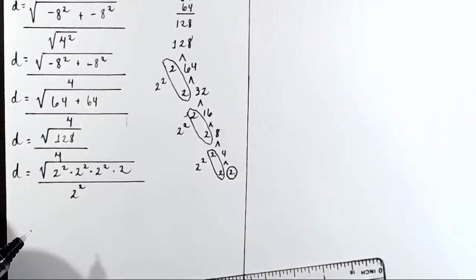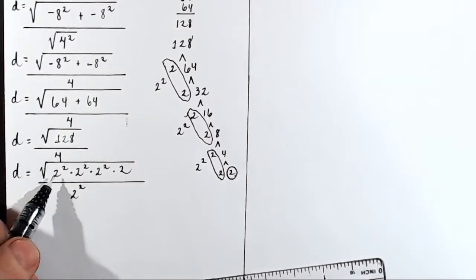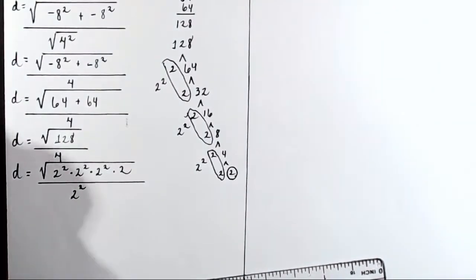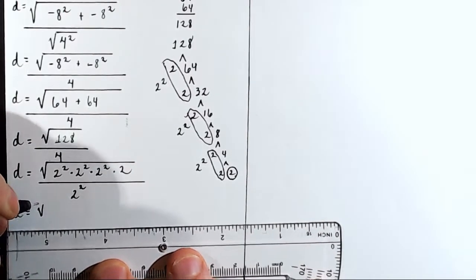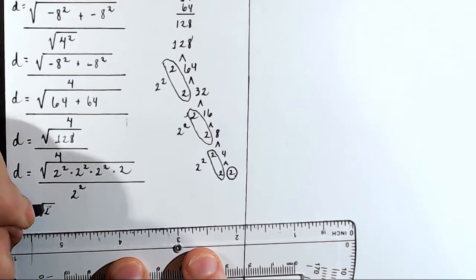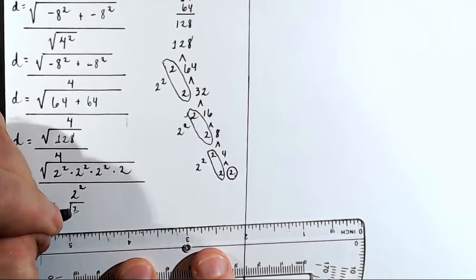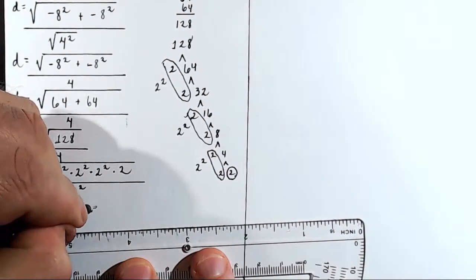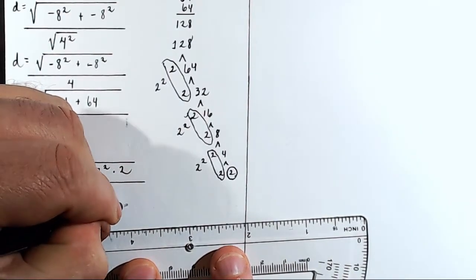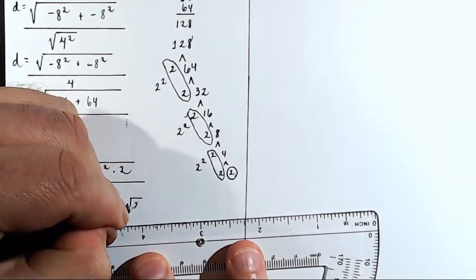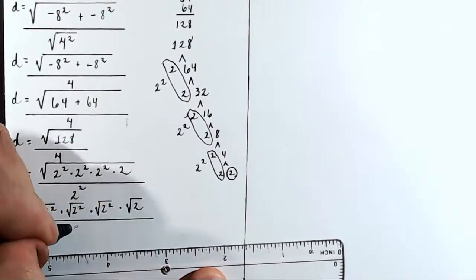So how many of these 2's can I pull out of this thing? Well, remember, we can rewrite this as the product of square roots in the numerator. So d is equal to the square root of 2 squared times the square root of 2 squared times the square root of 2 squared times the square root of 2, all over 2 squared.